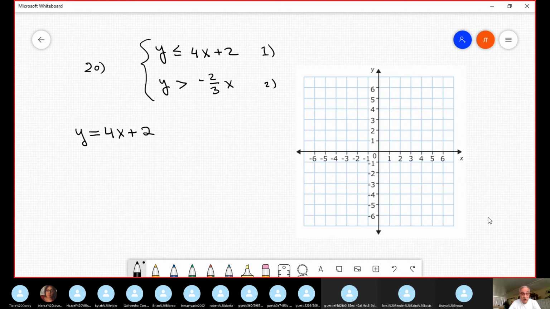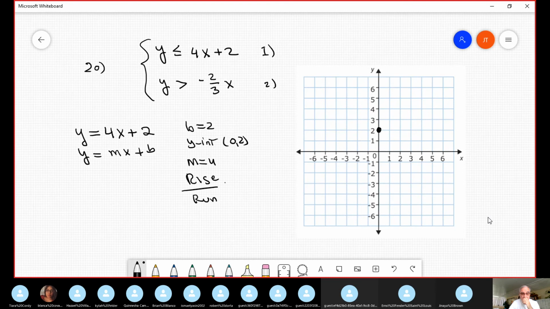You know that the classical equation in slope-intercept form is mx plus b. In our specific example, b is 2, because the y-intercept is the point 0,2. I plot this point here. My line passes through that point. And the slope is 4. Remember, slope is a ratio between rise and run. Slope 4 is because rise is 4 and run is 1.